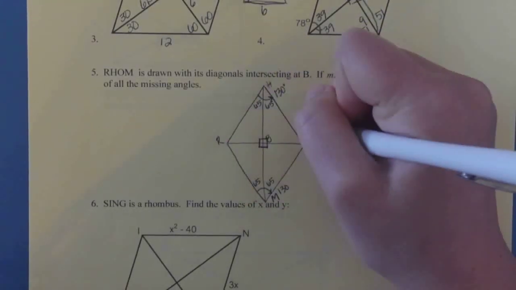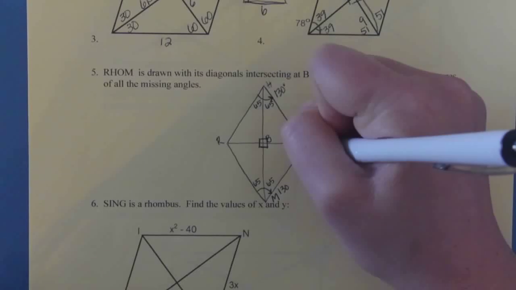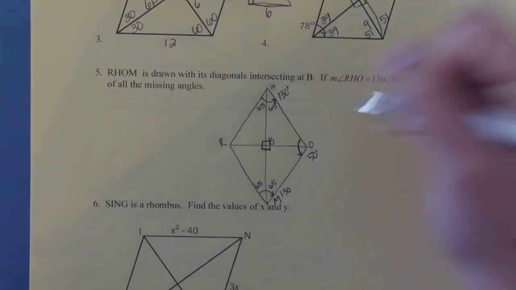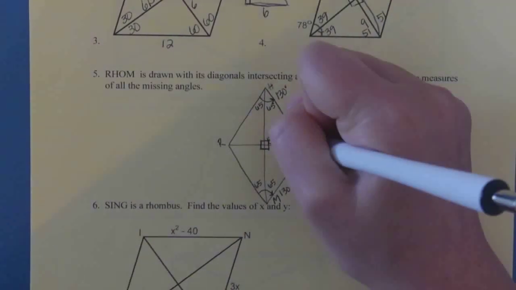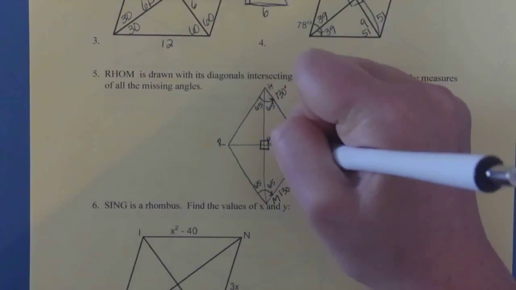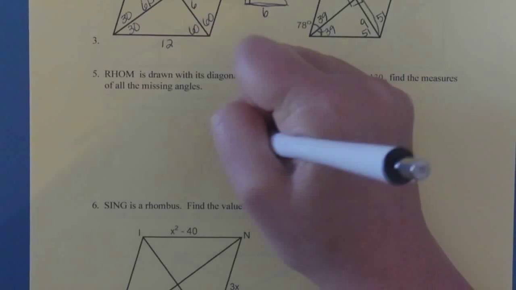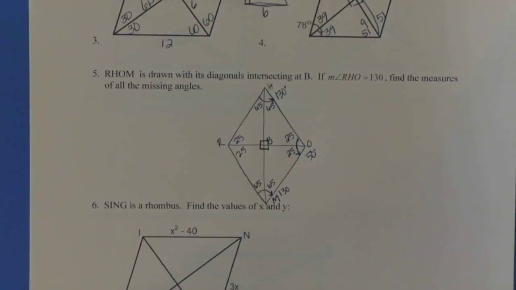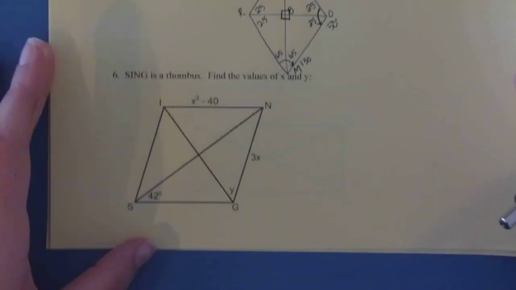Now, we know that angle O and angle R are going to be 50 degrees because they have to add up to 180 with the 130. And then again, we know that they're bisected, so that would be 25 and 25. And there's all of our missing angles. Pretty proud of that diagram right there, not gonna lie.